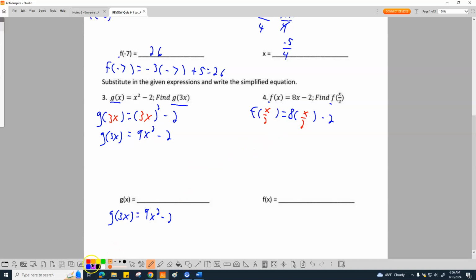8 times x over 2. For those who are struggling with multiplying fractions, put a denominator on here and multiply straight across. 8x times 1 over 2. So 8x is the top, and then 2 is the denominator. And then, of course, this minus 2 stays, and then I'm going to simplify this. 8 divided by 2 is 4x, and then, of course, bring down my minus 2. And that's what I have for that answer.